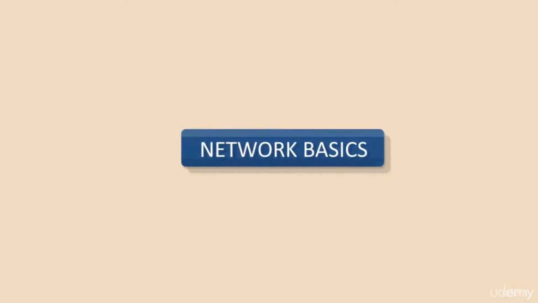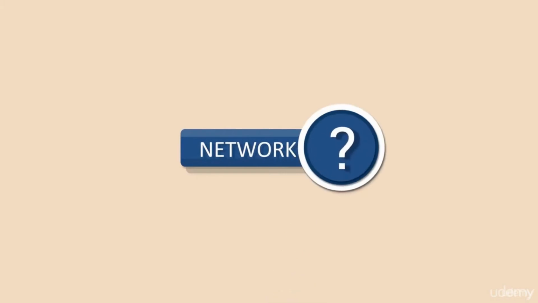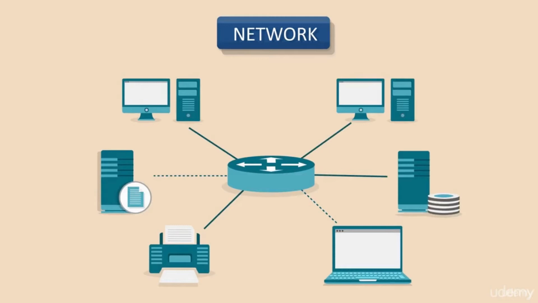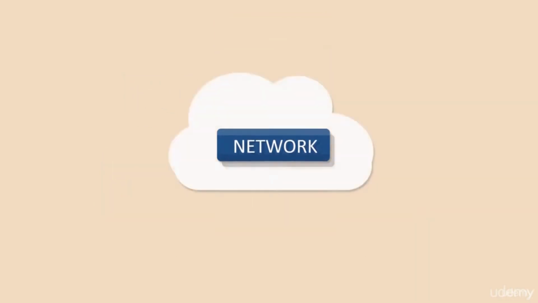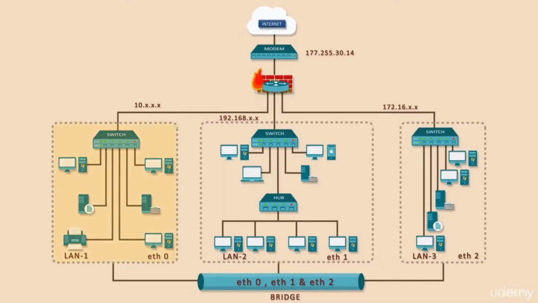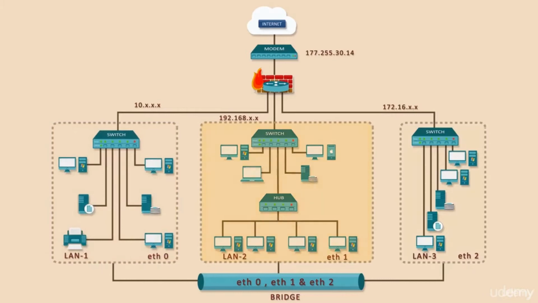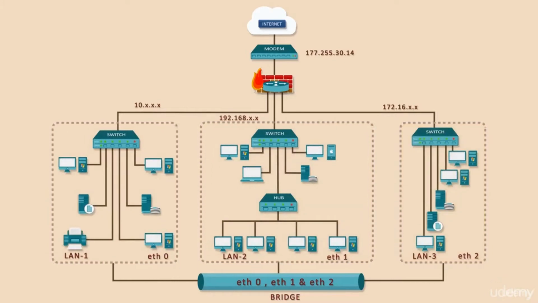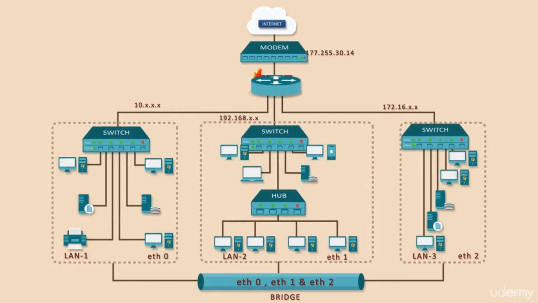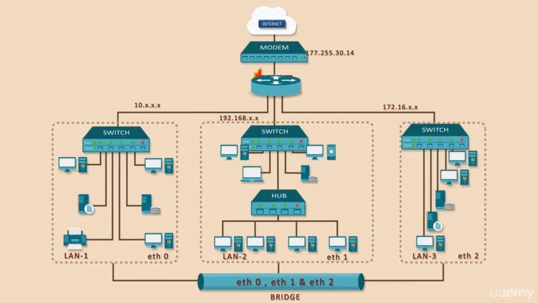Network basics. What is a network? When two or more systems or electronic devices are connected or linked together, it forms a network. Consider this network. This network has three LANs, namely ETH0, ETH1, and ETH2, connected to the internet via a router and a modem. Notice that there are different devices linked together in this network.